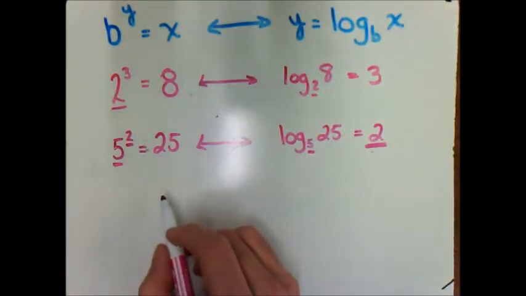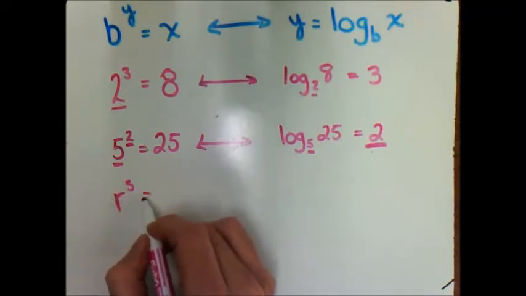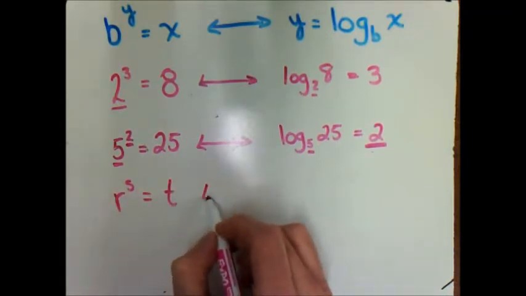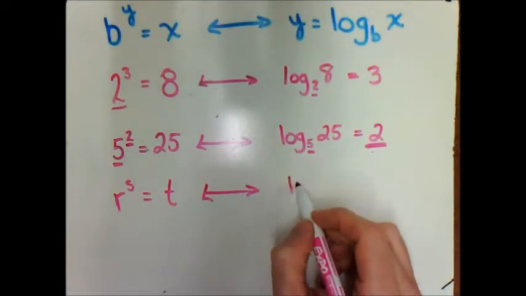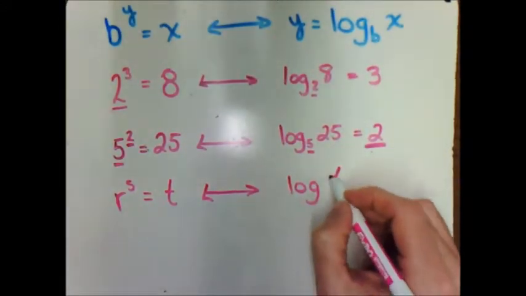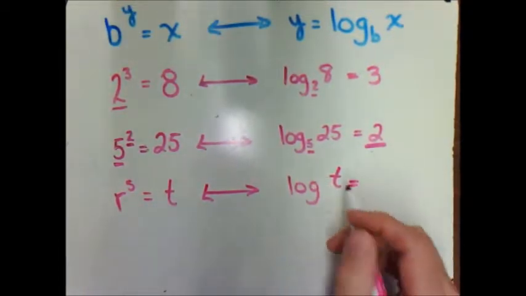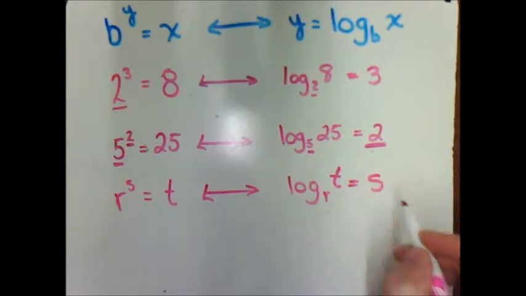Let's see another one with variables. We have r to the power of s equals t. This is the exact same as saying the log of t to the base r is equal to s.